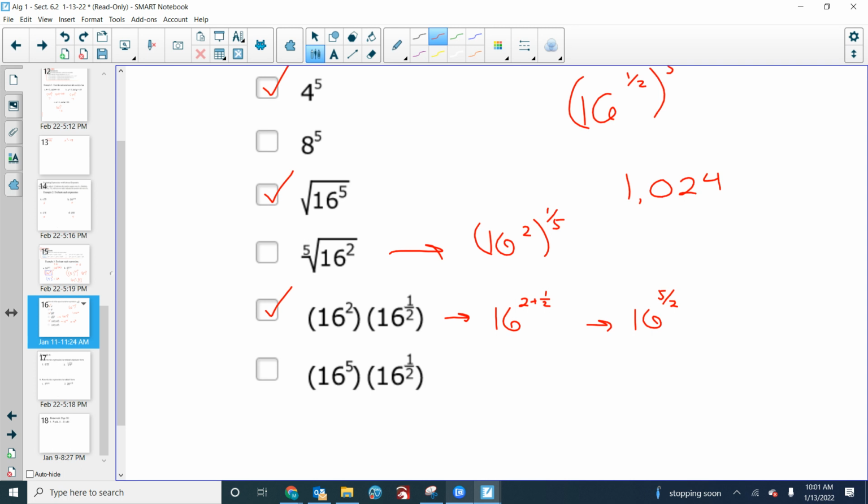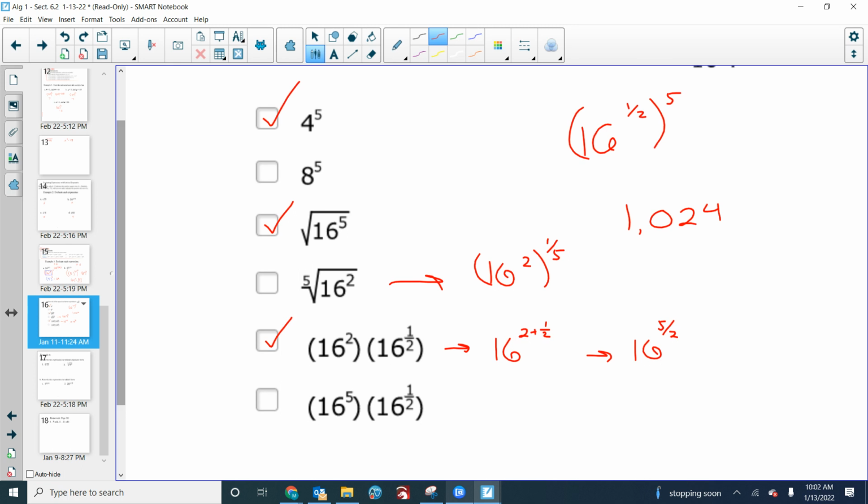How about this guy? Multiply bases, add their exponents. 5 plus 1/2. Give me a decimal for 5/2. 2.5, right? 5.5 is not 2.5. You agree with that? So that one is not correct. So I would have checked these 3.